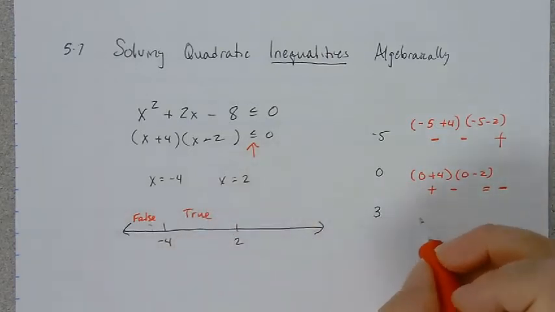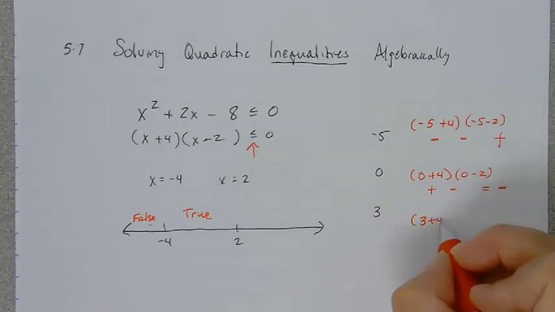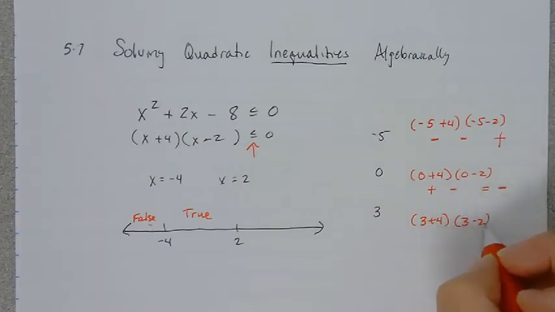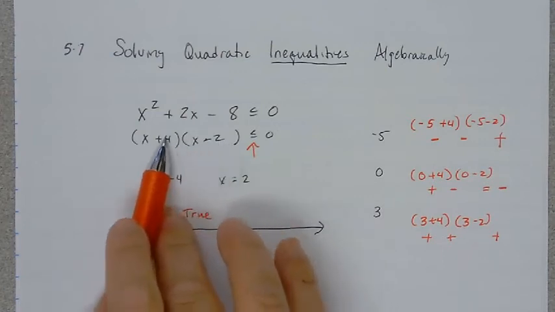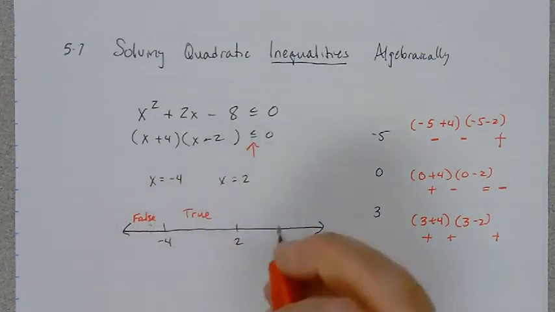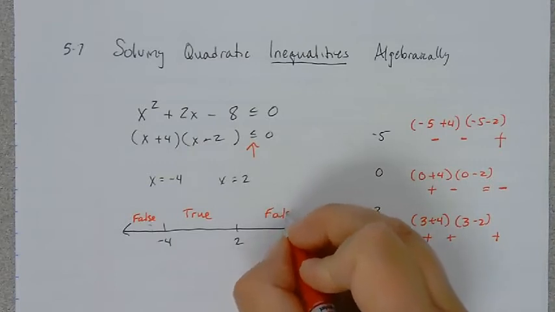Let's try 3. 3 plus 4 and 3 minus 2. 3 plus 4 gives us a positive. 3 minus 2 gives us a positive. A positive times a positive is a positive. I don't want a positive number. I want something that's smaller than 0. So this area is false.